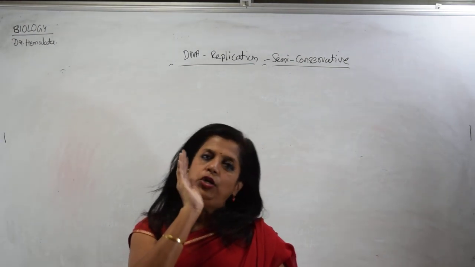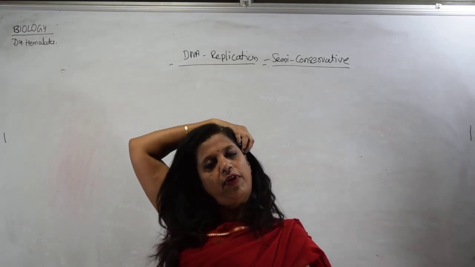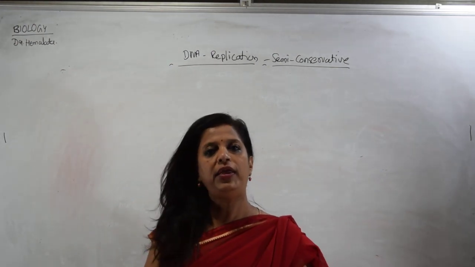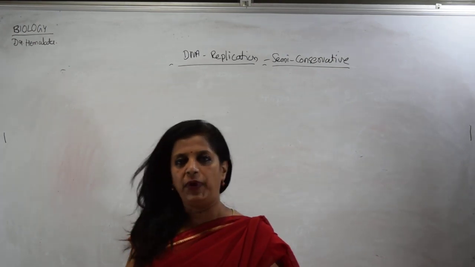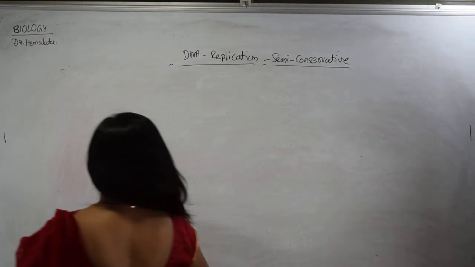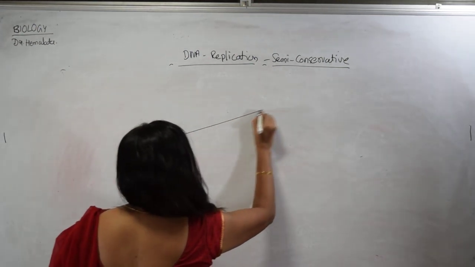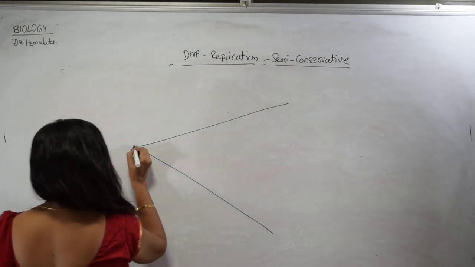Now, I want you to remember the structure of the replication fork. That is the 5-mark question to you. How does DNA replicate? With a labeled sketch, you are supposed to explain the process of DNA replication. So first, let me give you the fork, replication fork. Okay, this is the double-strand DNA I'm drawing, right?